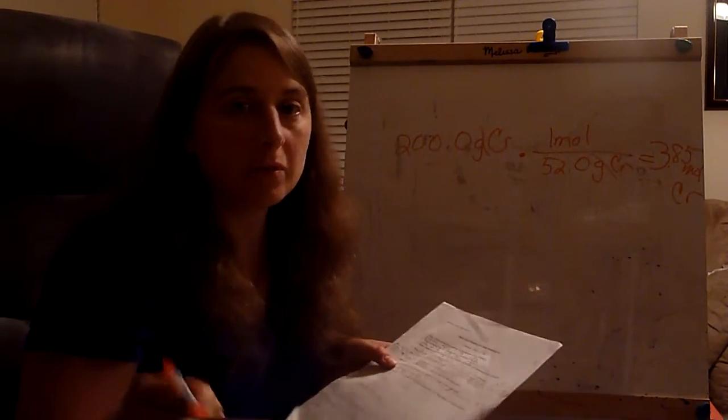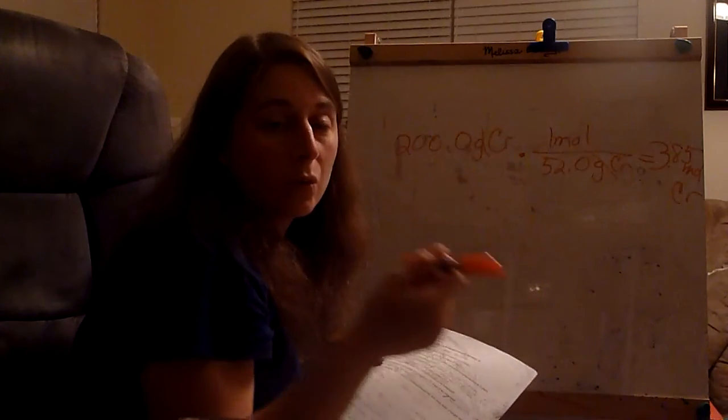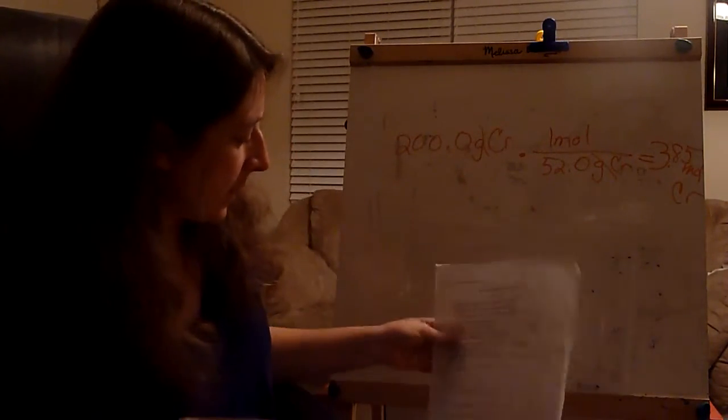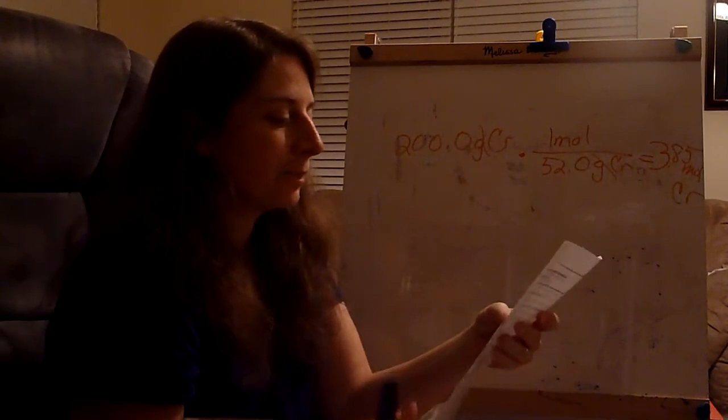Remember, in the answer it is very important to have the magnitude, the number, 3.85. What is the unit? Moles. And what is the chemical? Chromium. So make sure you have all 3 of those things in your good answer.